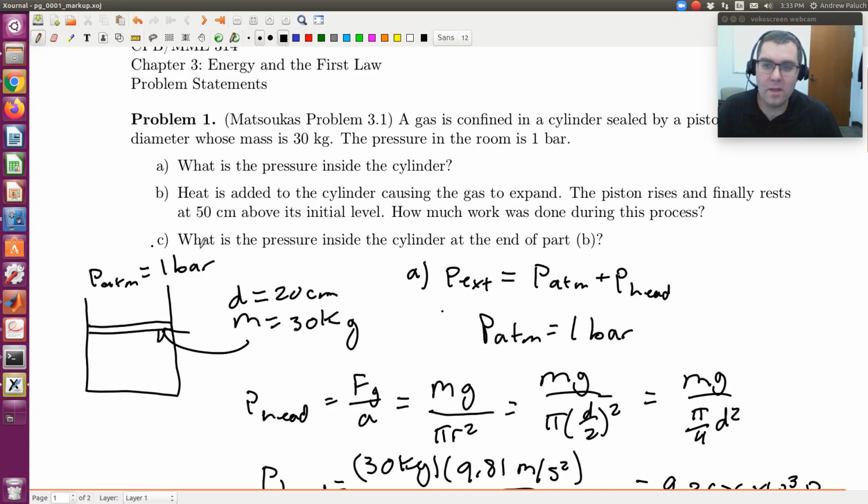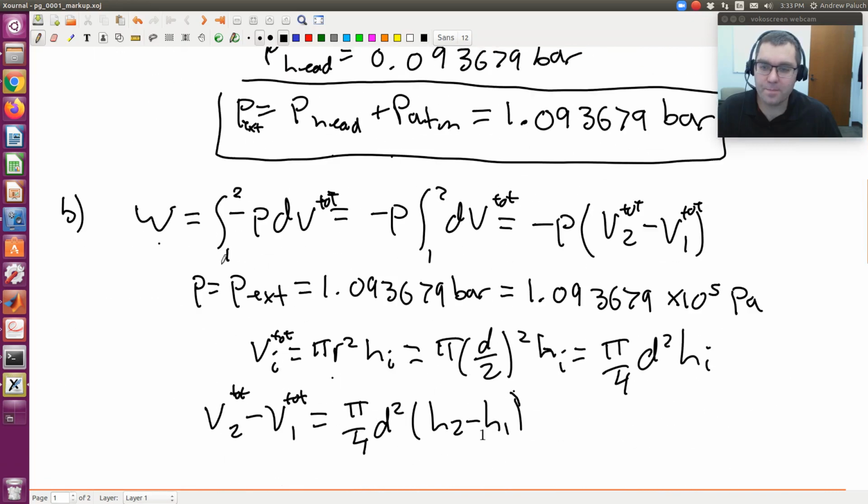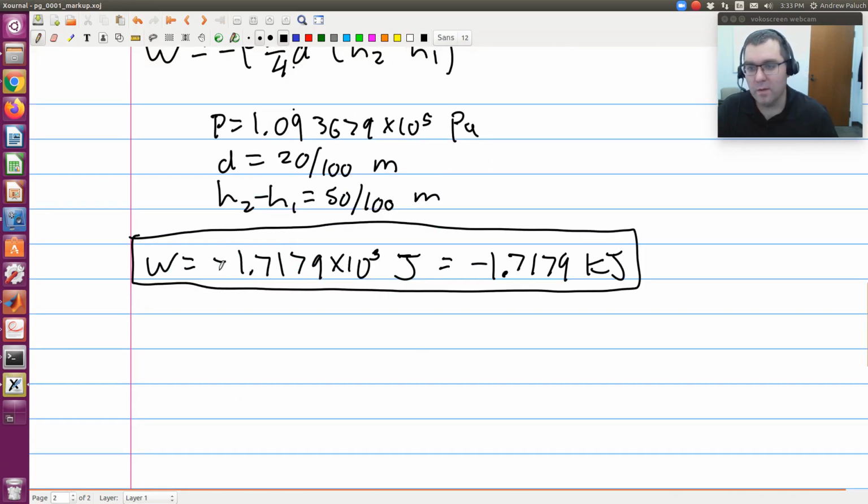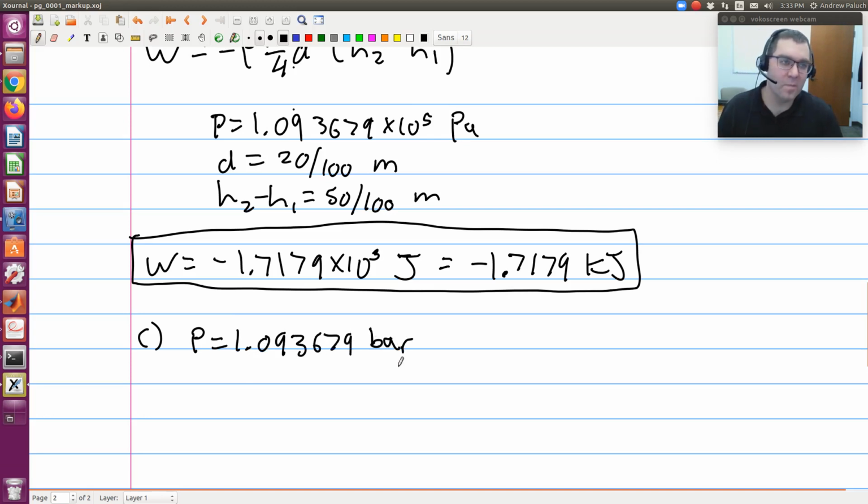Okay. C, what is the pressure inside the cylinder at the end of part B? Well, the pressure is unchanged, so the pressure of my cylinder is still going to be equal to our 1.093679 bars. We have a piston cylinder, so during this expansion process, the pressure is not changing. So the pressure is constant and equal to this.